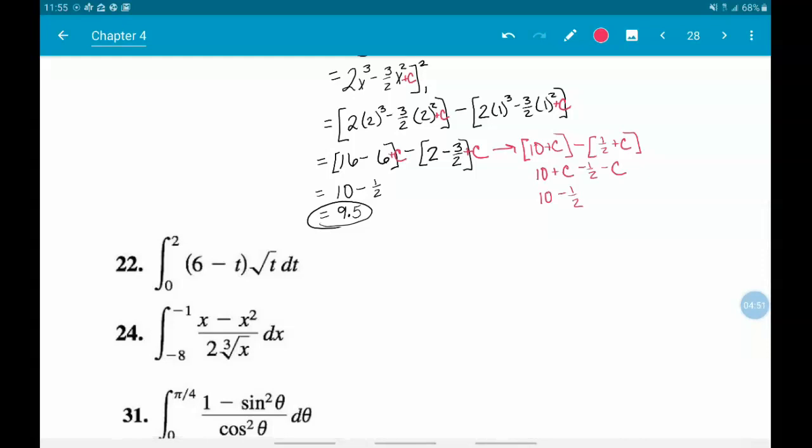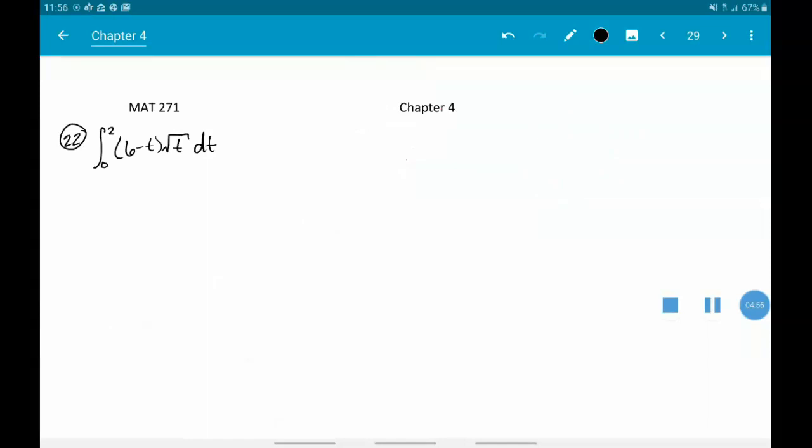So let's look at another one. I'm going to take the next problem and write it on the next page. So with this one, to integrate, we're going to have to simplify. We can write that square root as t to the 1/2 power. Remember, there is no product rule or quotient rule for integration. So we have, if we distribute, 6t to the 1/2 minus t to the 3/2 times dt.